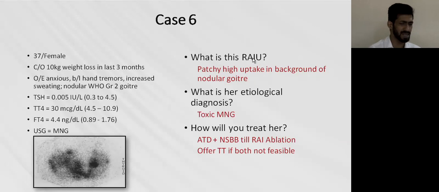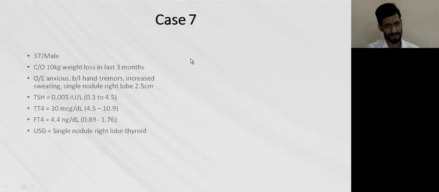You can start your treatment with antithyroid drugs. It's the same thing with beta blockers till radioactive iodine ablation is feasible. And if ablation is not feasible, please offer total thyroidectomy. Next case.